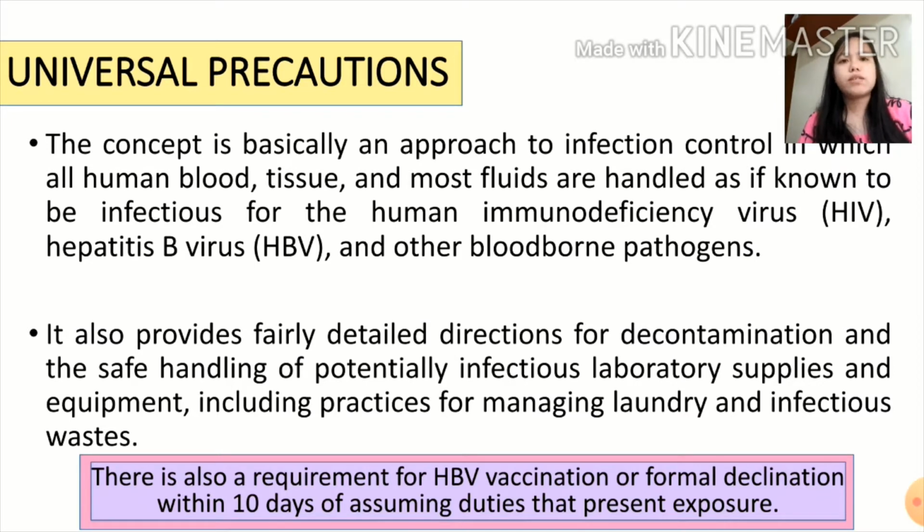Universal precautions. The concept is basically an approach to infection control in which all human blood, tissue, and most fluids are handled as if known to be infectious for HIV, hepatitis B virus, and other bloodborne pathogens. It also provides fairly detailed directions for decontamination and the safe handling of potentially infectious laboratory supplies and equipment, including practices for managing laundry and infectious waste.